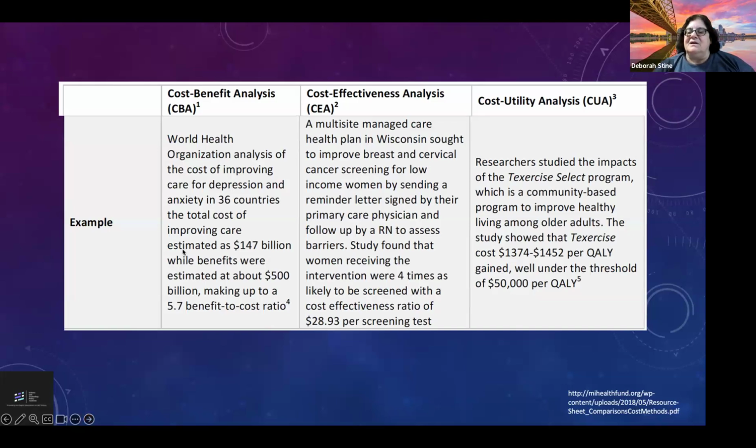And then with cost utility analysis, there was a study in Texas that looked at community-based programs to improve healthy living among young adults. It showed somewhere between $1,300 and $1,400 per quality adjusted life year gained. And the way cost utility analysis works is that there is a standard number that is determined. In this case, that was 50,000, and this number is well below that, so you would proceed with the action.